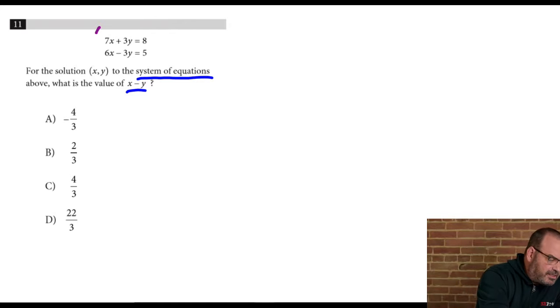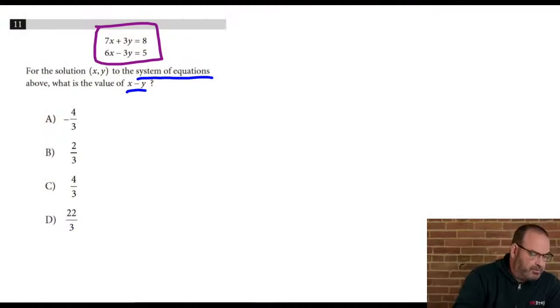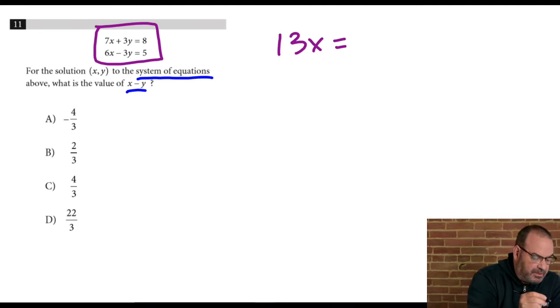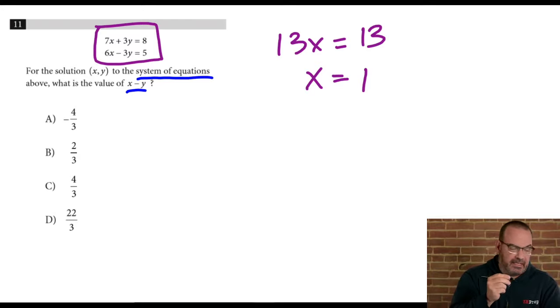When they show a system of equations in standard form like this, they almost always make it easy to do elimination. Notice it's plus 3y minus 3y. So if we add the two equations together, we get 7 plus 6, which is 13x, equals 8 plus 5, which is 13. So x is equal to 1. I then have to plug that back in and solve for y.